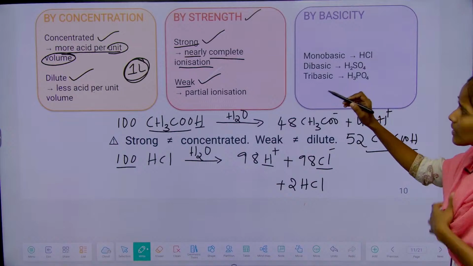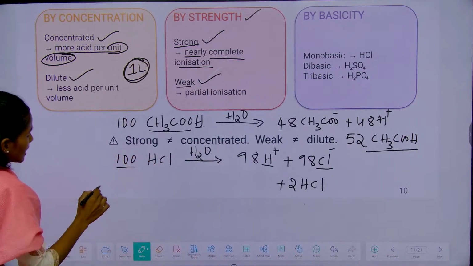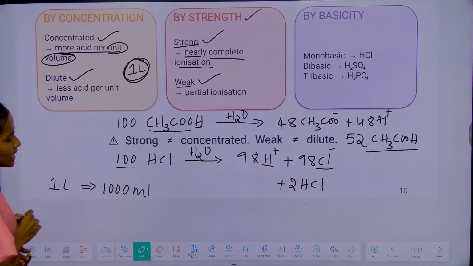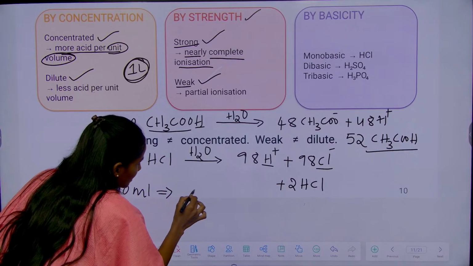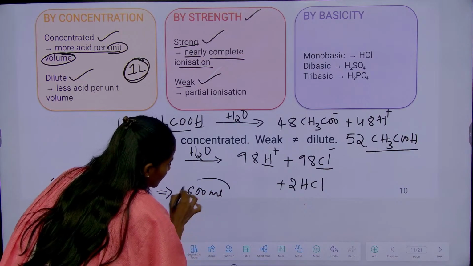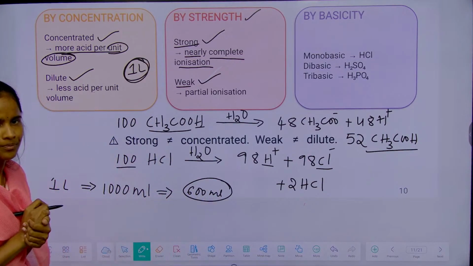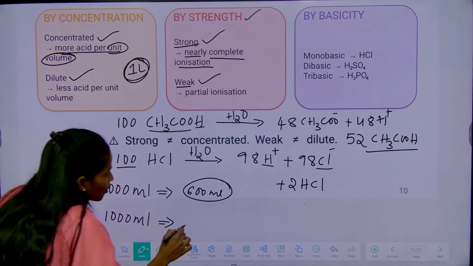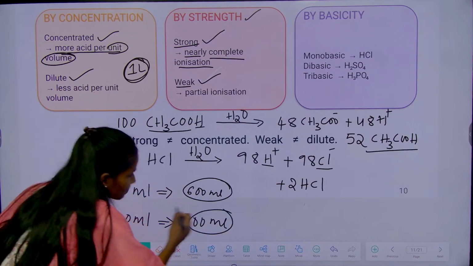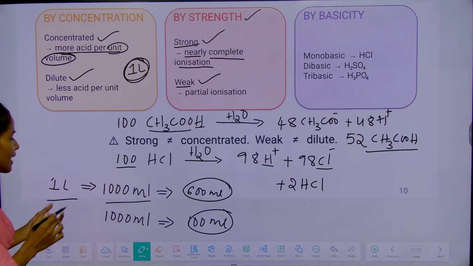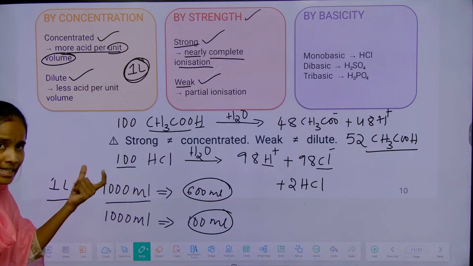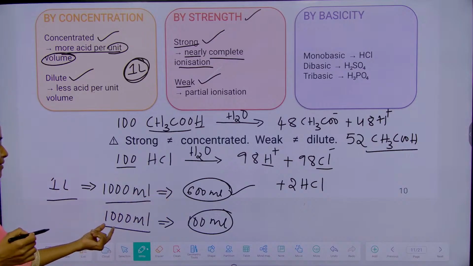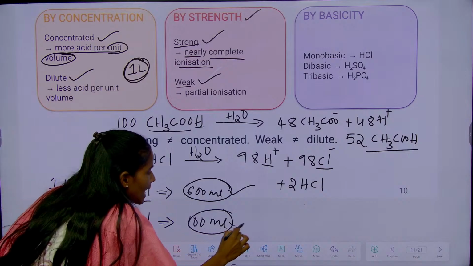Now we can take one example. For example, in 1000 ml, meaning 1 liter, suppose nearly 600 ml of acid is present. In another example, in the same 1000 milliliters of solution, only 100 ml of acid is present. So in the first one, the 1 liter, meaning 1000 milliliters of the entire solution, contains 600 ml of acid, whereas in the second one, the same 1 liter contains only 100 ml of acid.